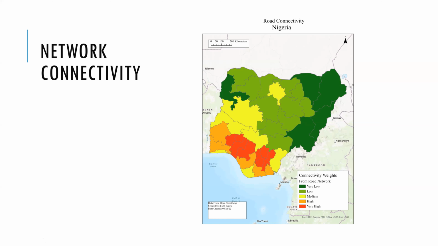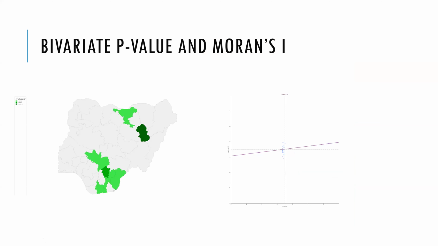And then moving on to the bivariate p-value in Moran's I. With this, I had a very significant value up in the left-hand corner, and then not as significant, but still significant, values in the bottom right. And for the Moran's I, there was an indication that these clusters were more related than they were opposite.